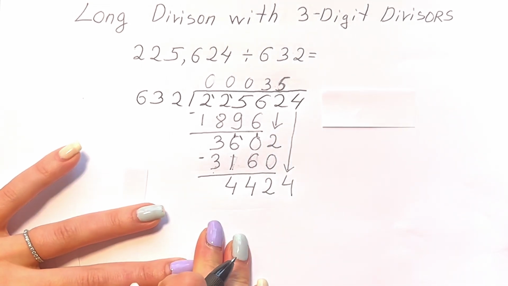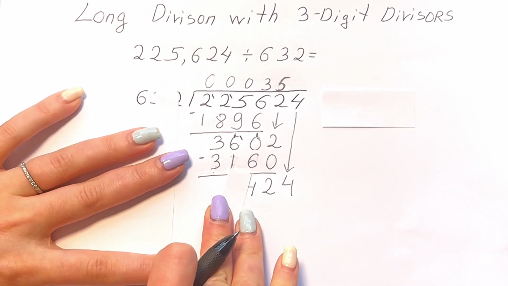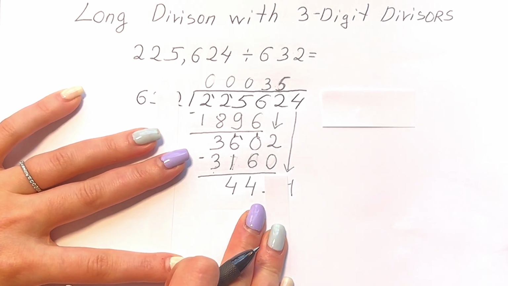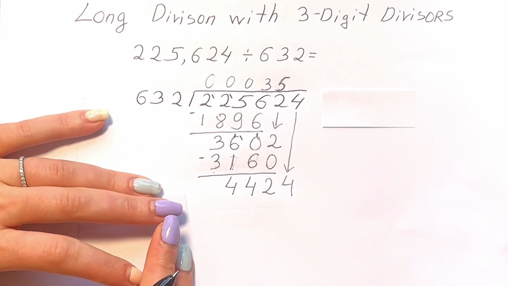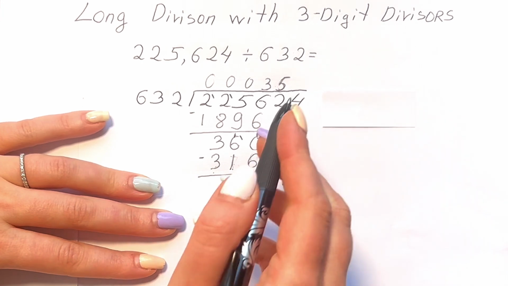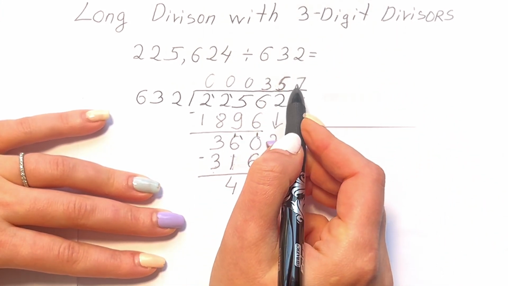Now, right away I'm gonna cover the digits. 2 from the divisor, 2 from the dividend. 6 goes to 44 7 times. It means 632 goes to 4,424 7 times. Let's multiply to see if it's working.